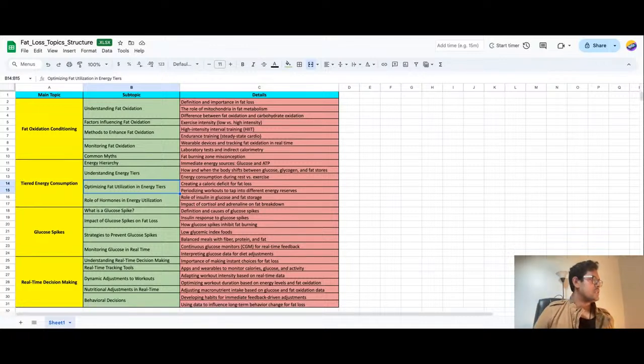Okay, so now we are here on section three, which is glucose spikes. So what is a glucose spike? A glucose spike is a rapid increase in blood sugar level, usually after eating high carb foods. This can trigger an insulin response, which leads to fat storage and can inhibit fat burning. Repeated glucose spikes can lead to insulin resistance and other metabolic issues.